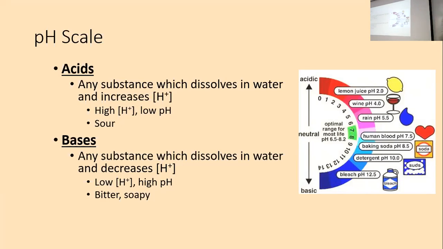Bases are just going to be the opposites. A base is any substance which dissolves in water and decreases the concentration of protons or increases the concentration of hydroxide. So you're going to have a low proton concentration, like 0.0000001, so you have a higher pH. They tend to be bitter. They tend to be soapy. Detergents, bleaches, and baking soda are basic substances.